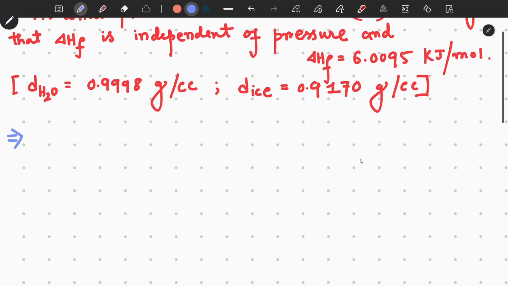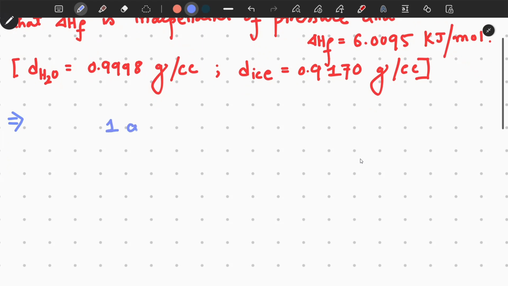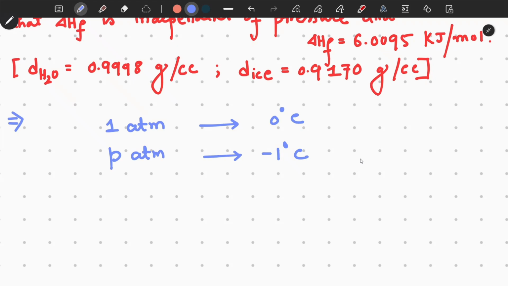Okay, so now they ask us to calculate the pressure. Which pressure? The pressure at which ice will melt at -1 degree. In general, at 1 atm pressure, it melts at 0 degree centigrade, right? And they have asked the pressure, let's say at P atm, at which it melts at -1 degree centigrade.